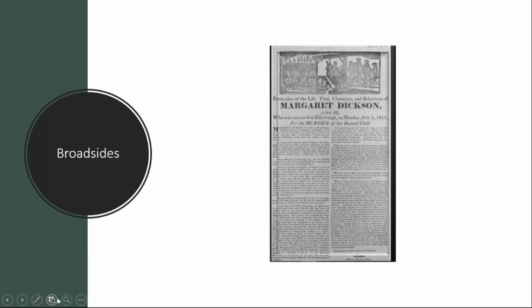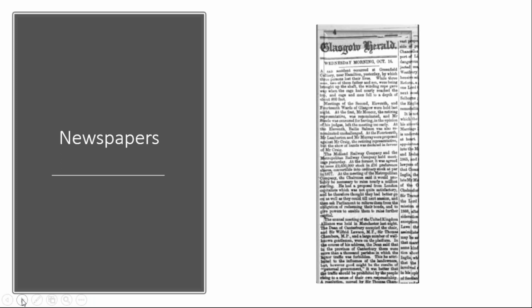And those sorts of stories are the stories that you can get through the broadsides available through the National Library of Scotland website. They have newspapers for the whole of Scotland, as I said. This is a newspaper clipping to do with my great-great-grandfather, William Carrick, and his son, Andrew. They were killed in a mining accident.